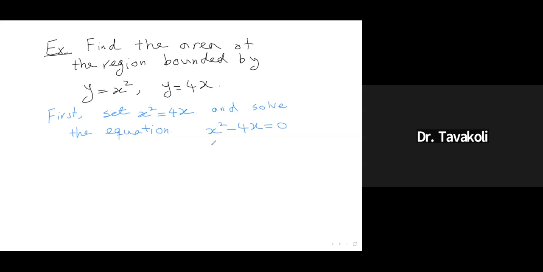This is a simple equation, of course, but just as a clarification, I factor x out. X times x minus 4 is 0. The product of x and x minus 4 is 0. By setting x equals 0, one root, but setting x minus 4 equal to 0, another root is obtained. So I know that I should integrate from 0 to 4. These two functions meet at points where one of them has x coordinate 0, and the other has x coordinate 4.